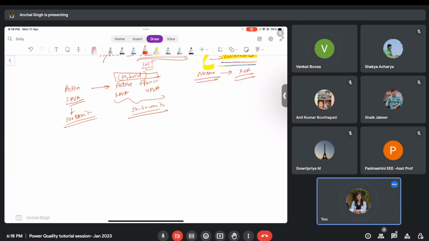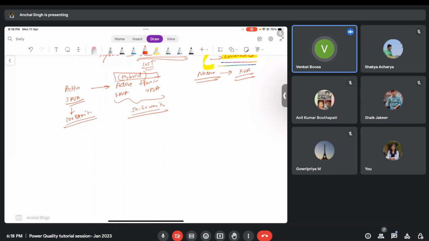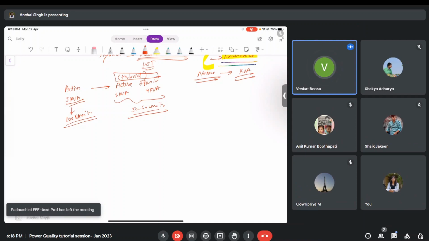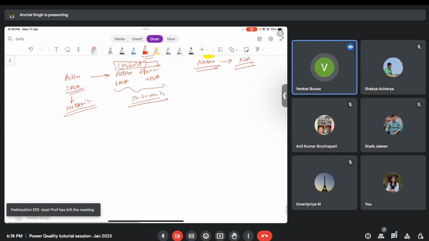Madam, while designing active and passive filters, is there any ratio? Like a percentage, such as how much percentage they have to design the passive filter for and how much percentage for the active filter? Is there any generalized percentage, madam?